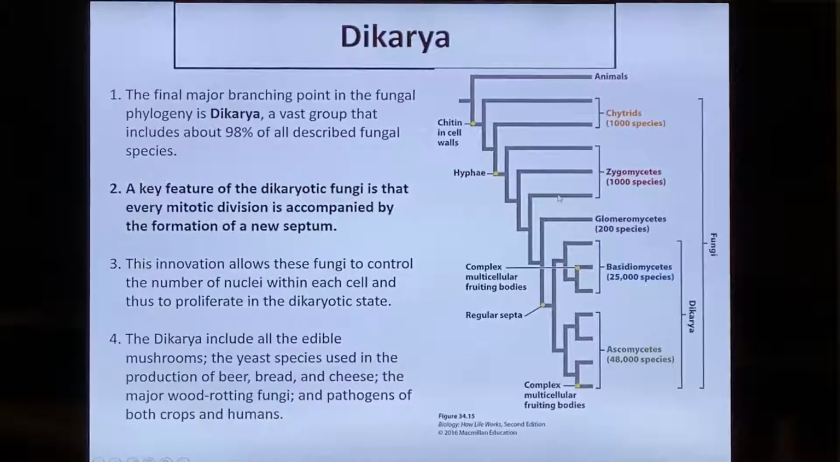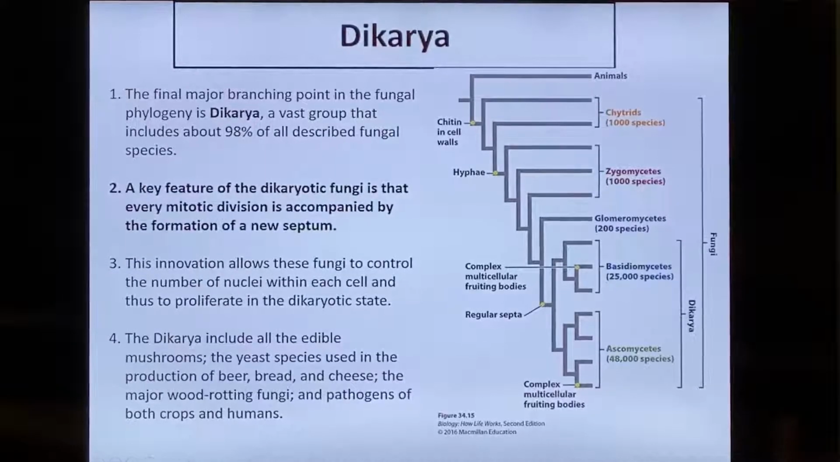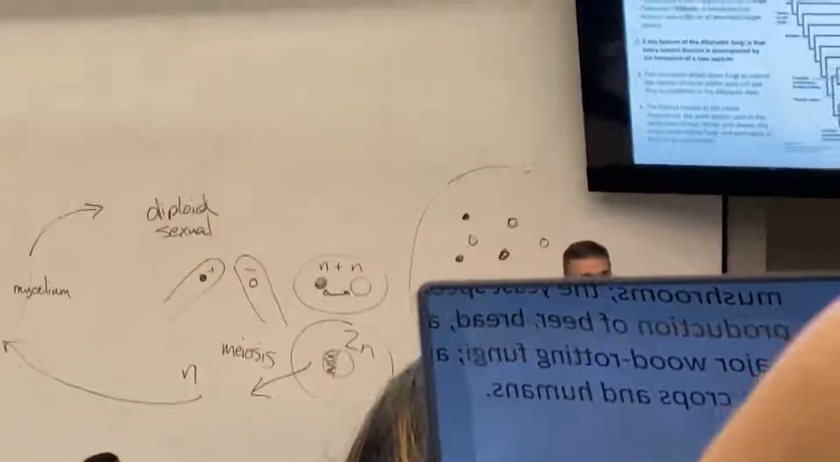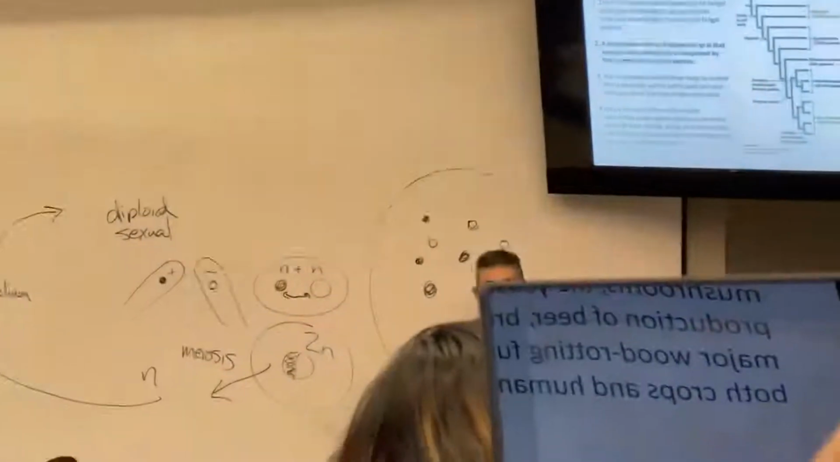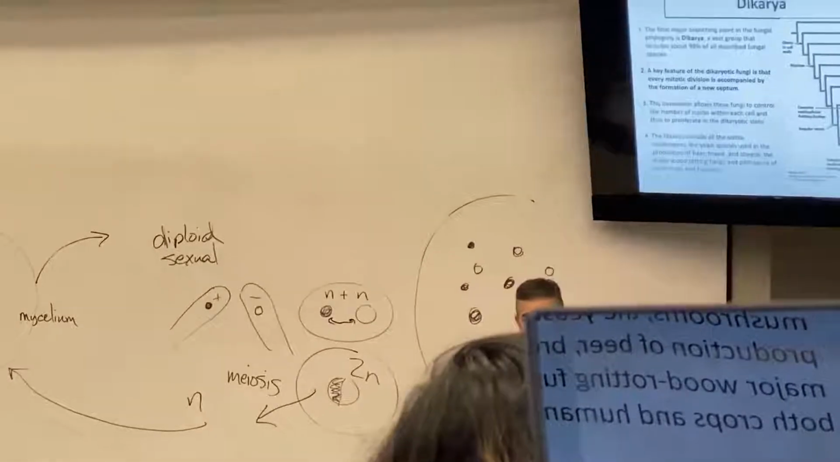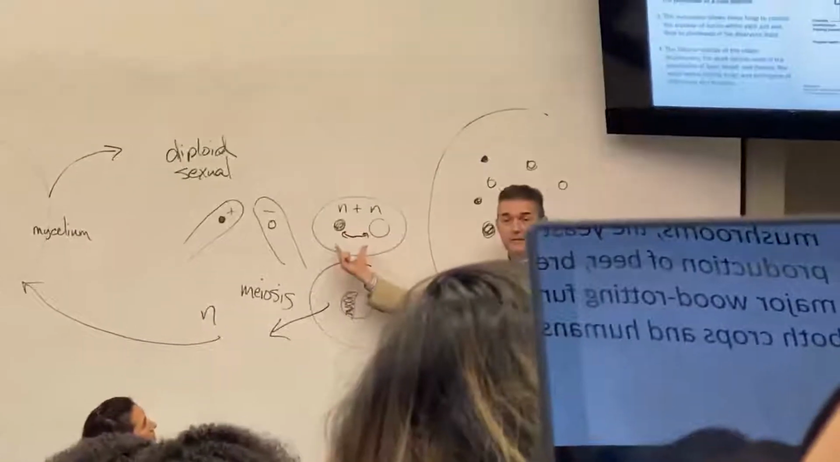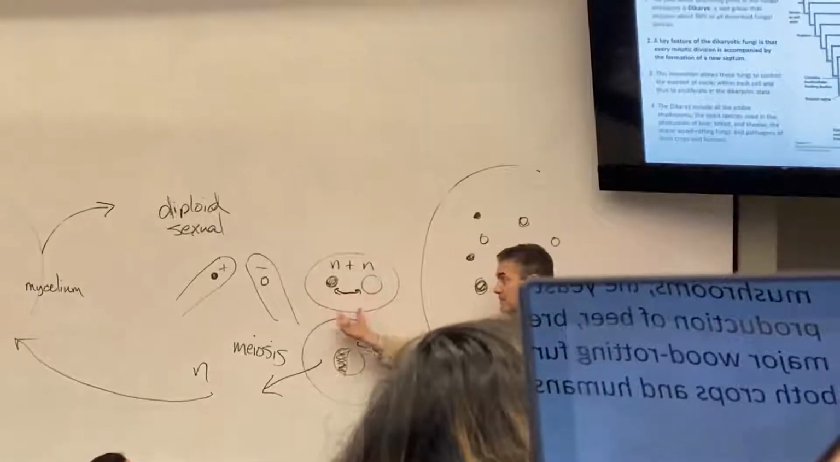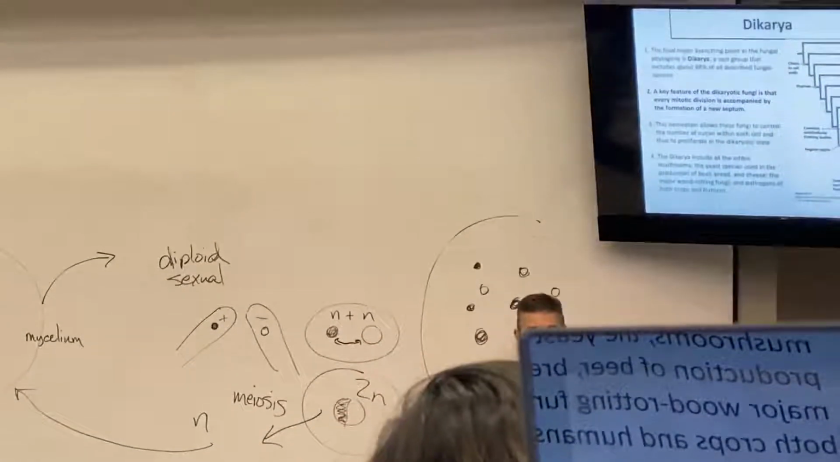All right, so the dikarya, these two groups, Basidiomycetes and Ascomycetes, are the ones that spend a significant amount of time in this N+N state. When two hyphae fuse, the nuclei don't immediately fuse. When our sperm and egg come together for fertilization, as soon as they come together, the nuclei fuse. That's the fertilization step. Both Basidiomycetes and Ascomycetes delay this process. They will come together, but the two nuclei don't fuse immediately.